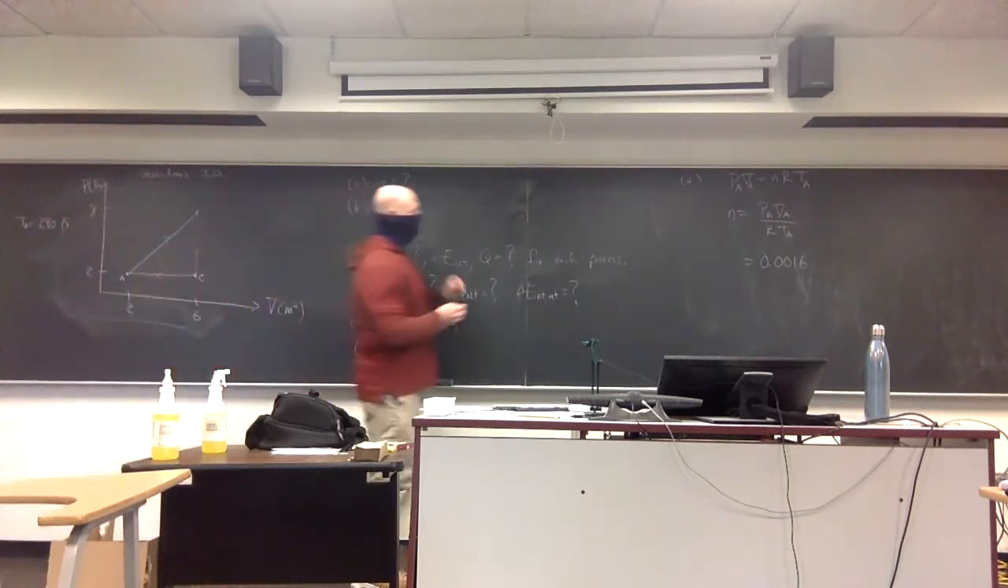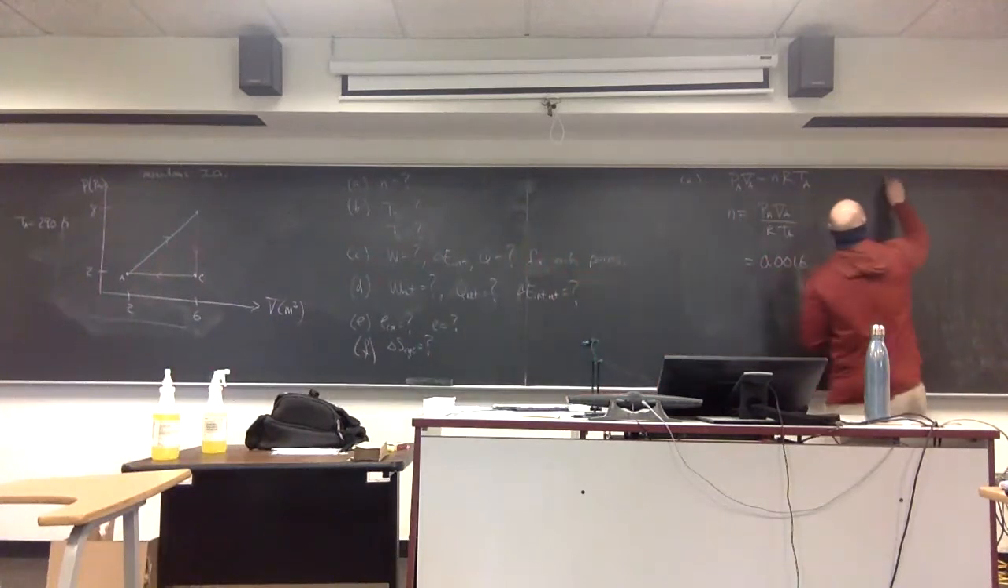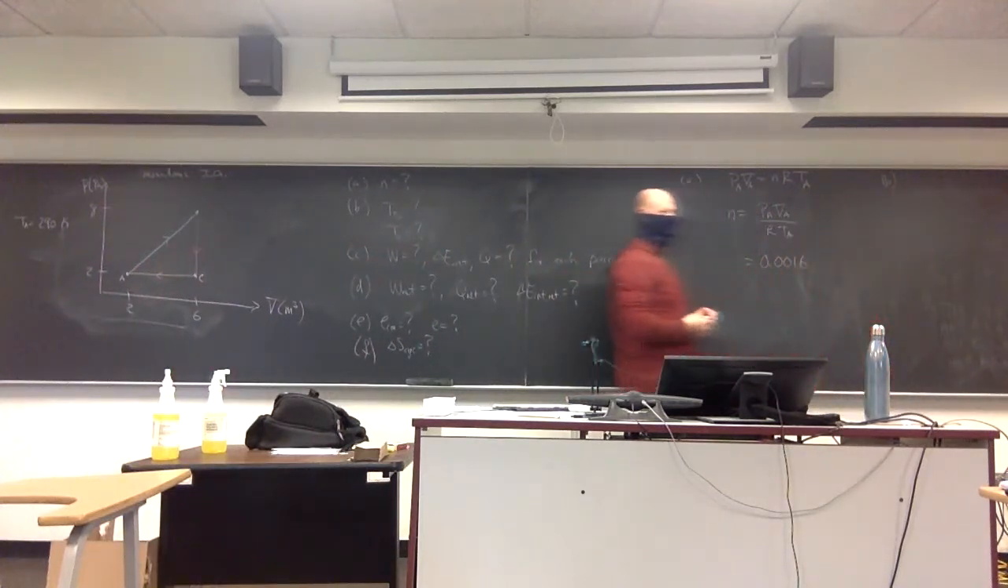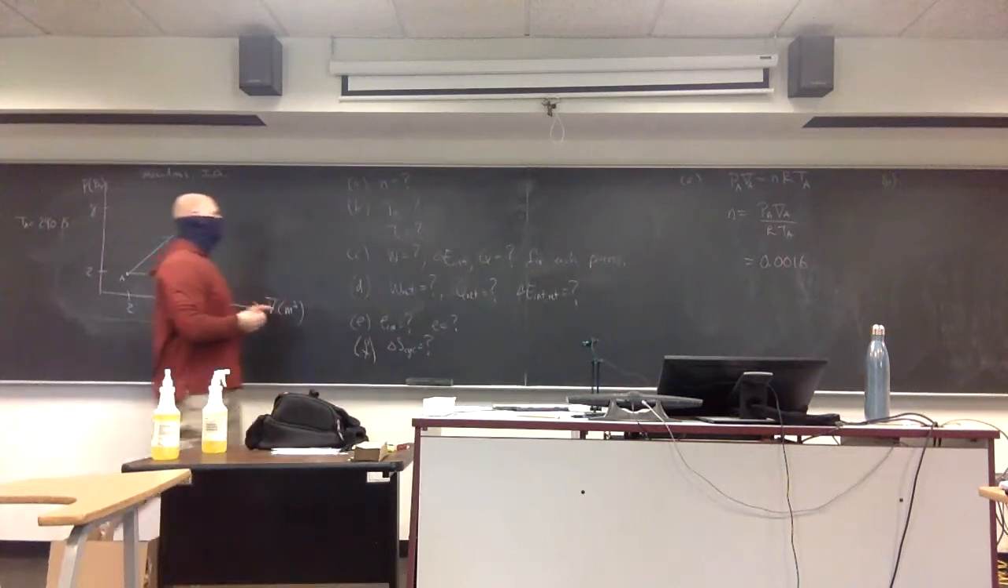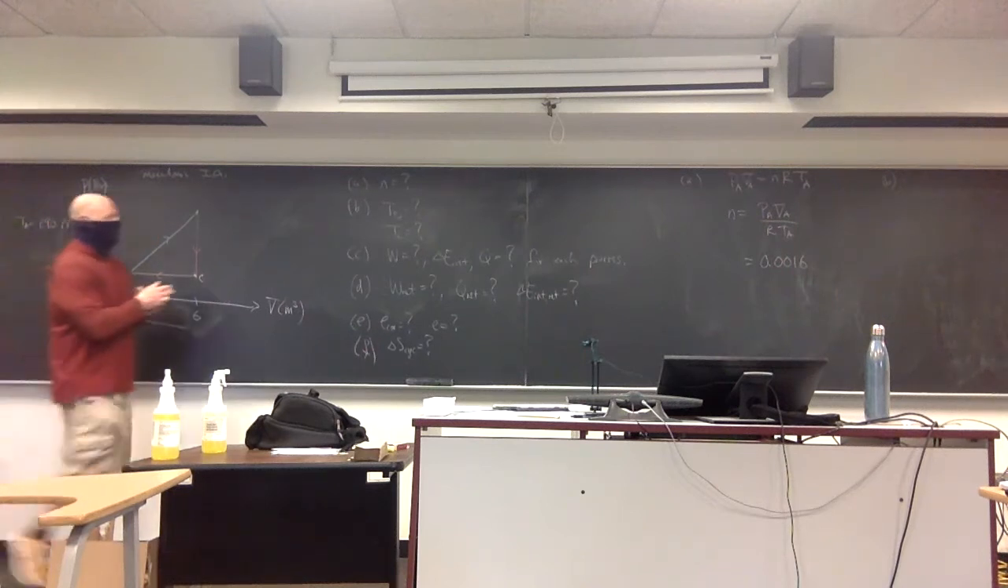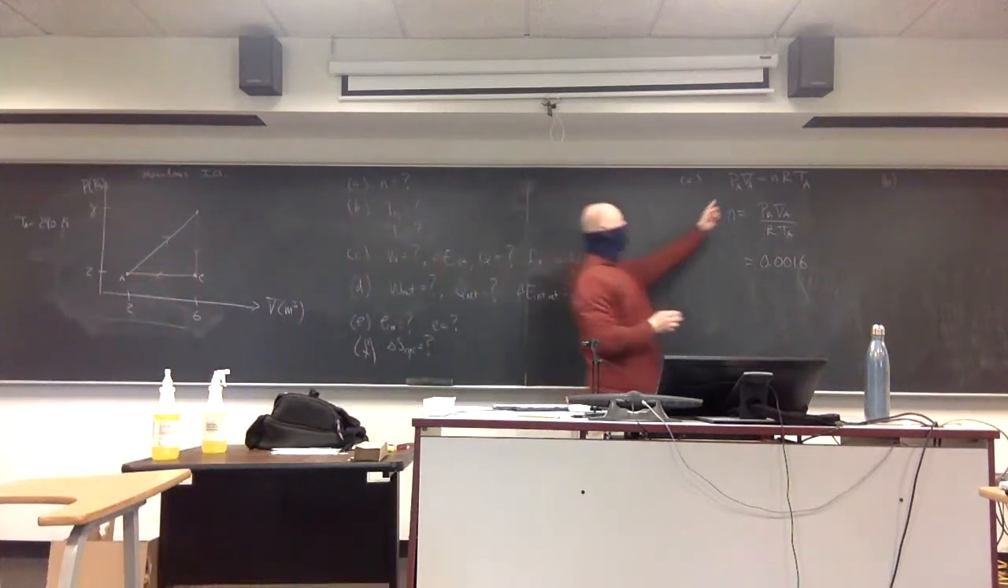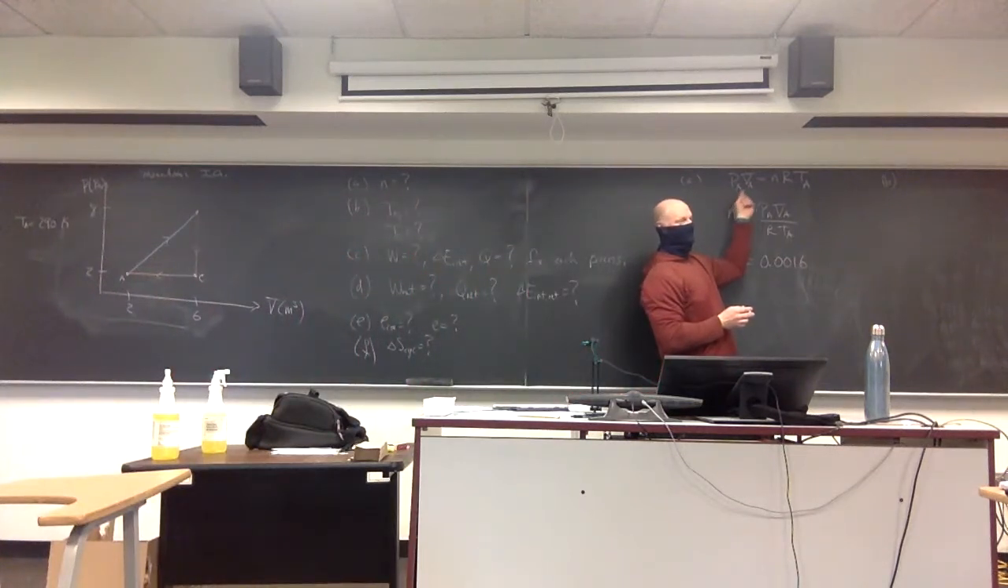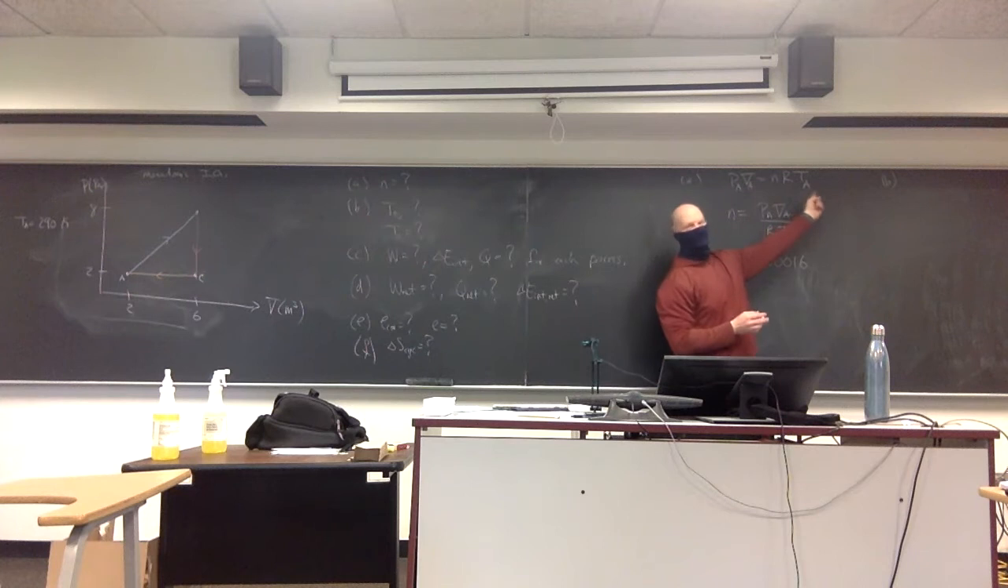So now what I want to know for part B is, what are the temperatures at B and C? Well, if it satisfies the ideal gas law at A, what does it also have to satisfy at B? The ideal gas law. Which means that we know the pressure at A, we know the volume at A, we know the pressure at B, we know the volume at B. The only thing we don't know is the temperature at B.